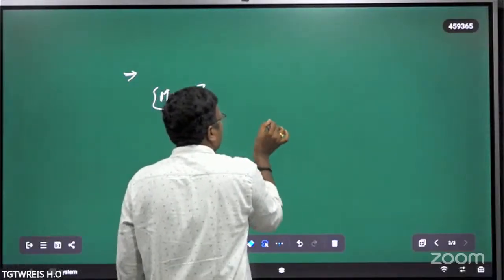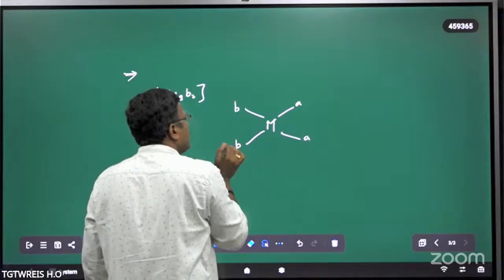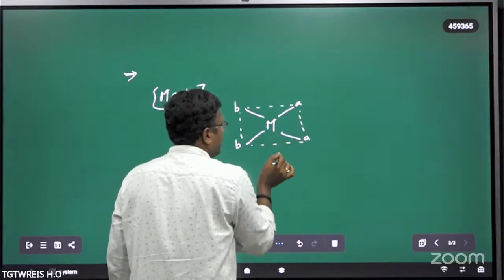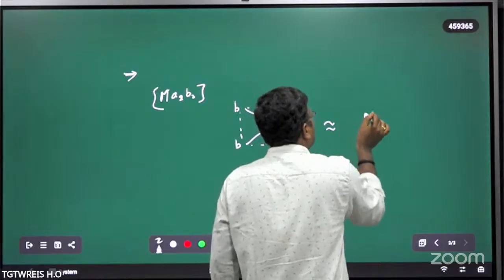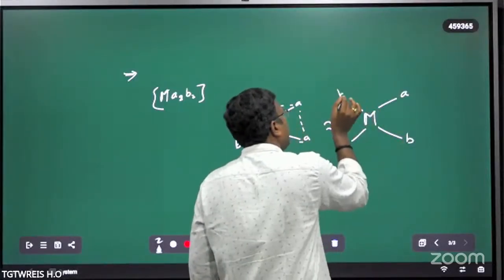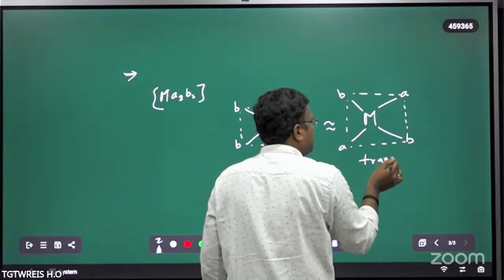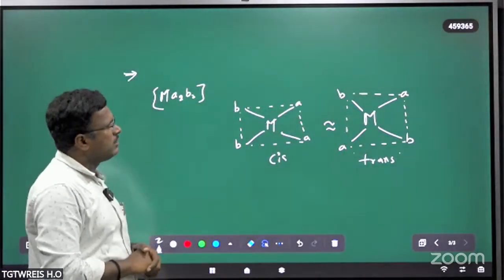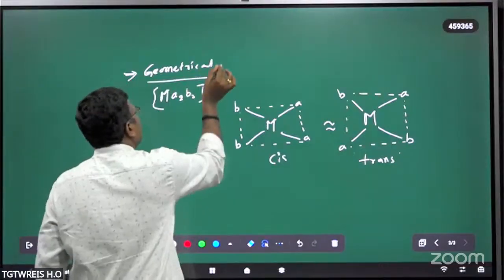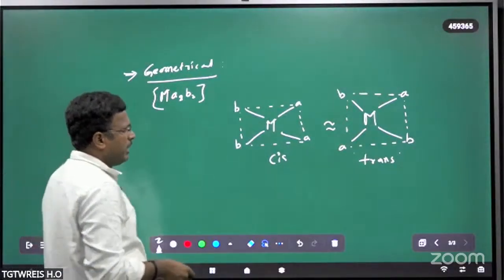See, the central metal, and this is the ligand A, B, B. What is the nature of this compound? This is the cis compound. The other one, with ligand A, is the trans compound. Trans. So the first compound is cis and the other is trans. So it also forms geometrical isomerism. These cis-trans isomers are called geometrical isomerism. Very important.